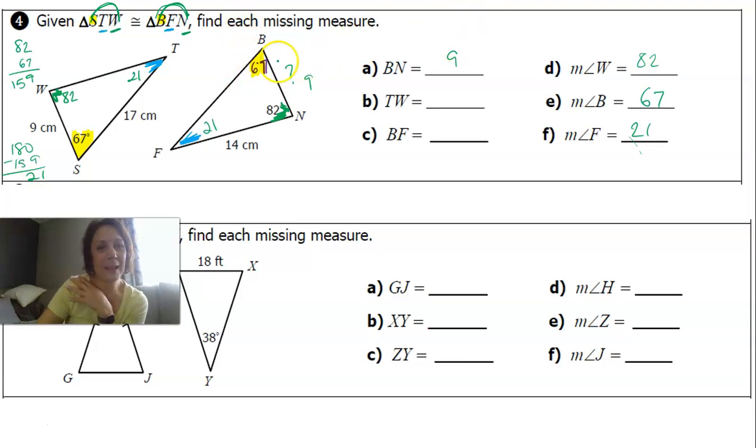Okay, let's see. It wants to know what TW is. Okay, well, I don't know how long TW is, but I know that TW corresponds to FN. T and W are letters in positions 2 and 3. FN, positions 2 and 3. So, well, how long is FN? FN is 14. Guess what? TW is 14. I just have to translate it over.